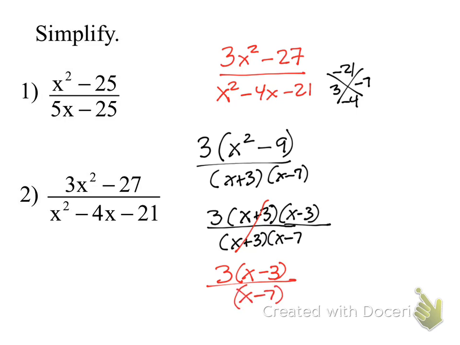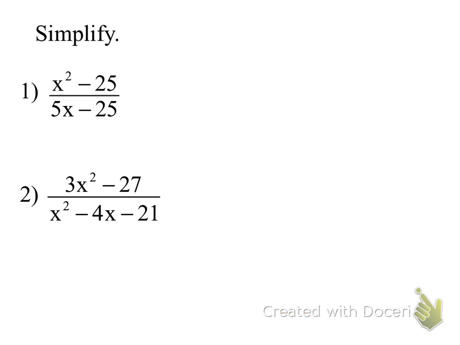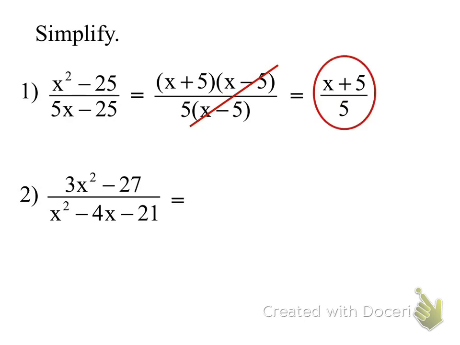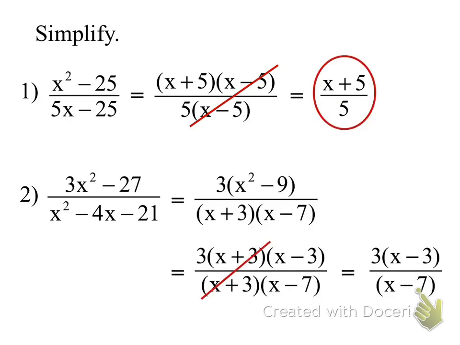Okay? And that's it. We're done. That is as simplified as it can get. We're not trying to solve for x. We're just reducing the fraction, like reducing 20 over 24. Does that make sense? All right, let's move on. I don't want you getting in the habit of going equals, equals, equals.